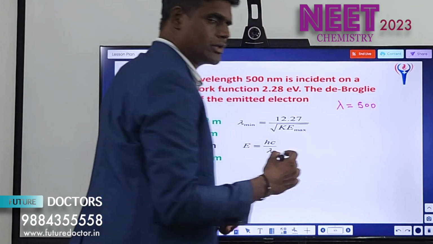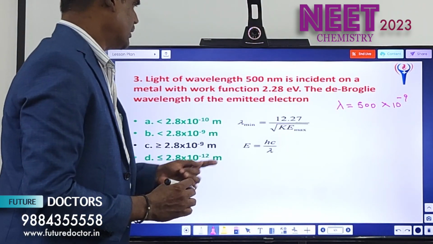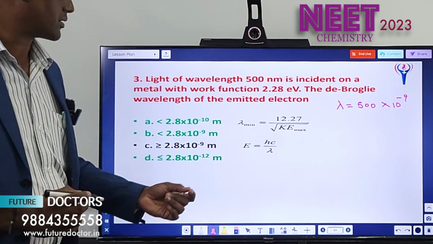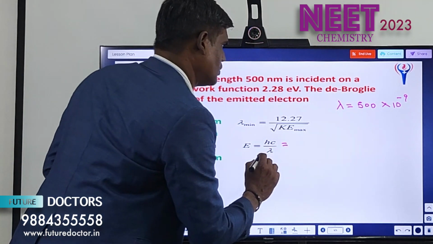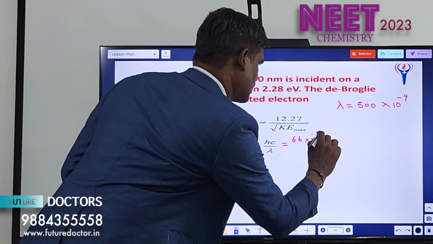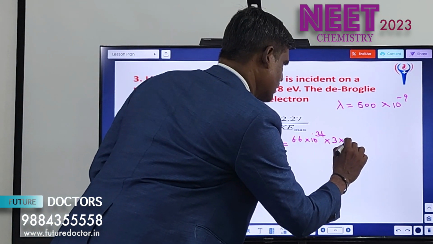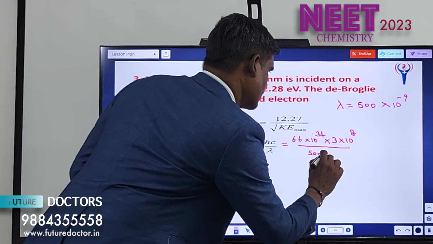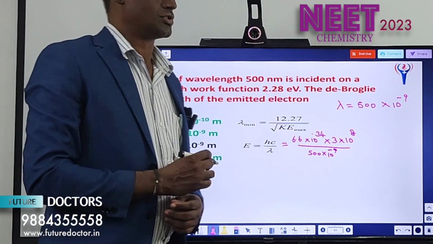500 nanometer converted into meter is 500 into 10 power minus 9. H, Planck's constant, is 6.6 into 10 power minus 34. C, velocity of electromagnetic radiation, is 3 into 10 power 8. Lambda is given. Substitute this here. This is equal to H, 6.6 into 10 power minus 34, into C, 3 into 10 power 8, divided by lambda, 500 into 10 power minus 9. And the answer we are getting is in joules.